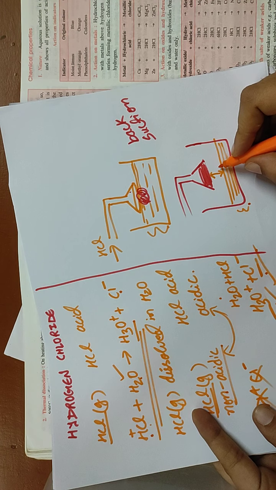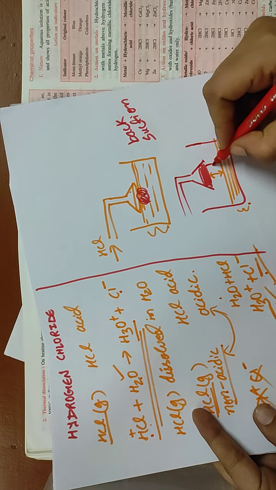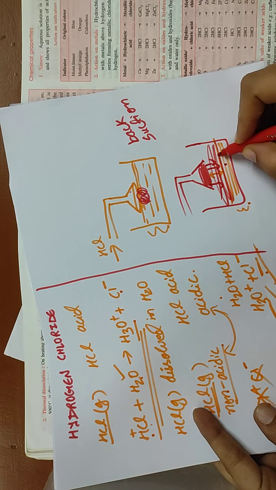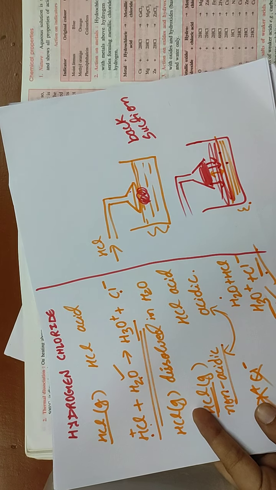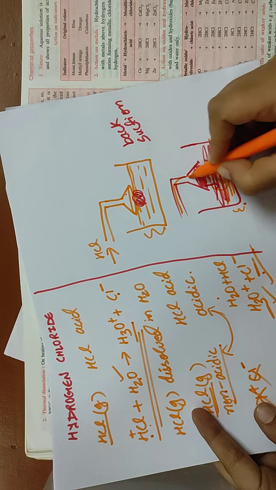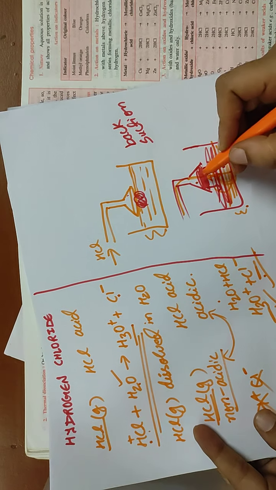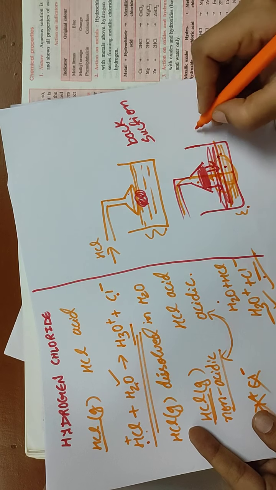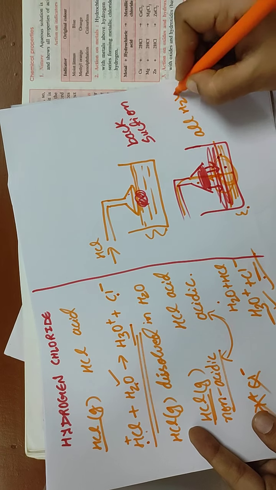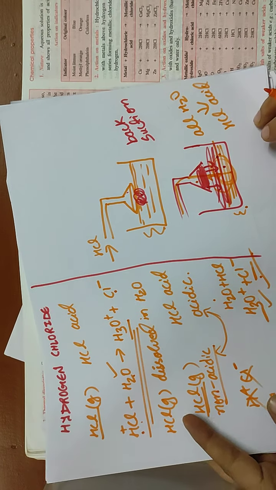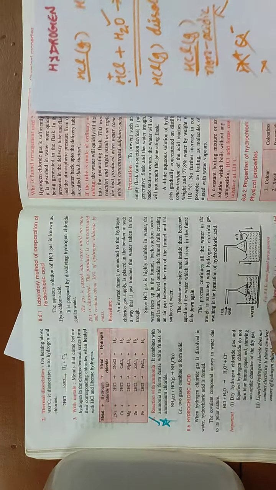Because of the gravitational force, this acid will again move down, and again it will mix up here. Then again more HCl gas will come here. Again it will mix up here and move up in the funnel. Because of gravity, that will again move down. So this will continue till all the water has turned into HCl acid. Clear? So this is what is given here.